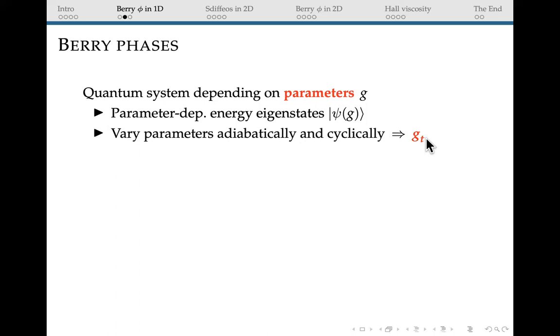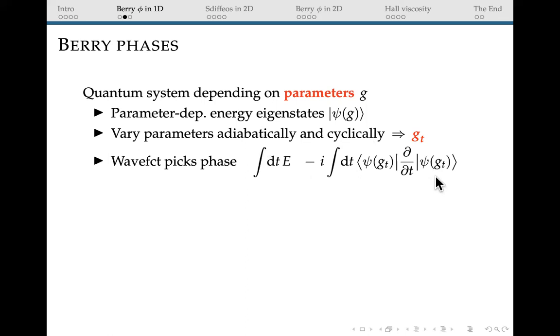In general, you don't know how to do this, but if you assume that you're varying the parameters very, very slowly, then the adiabatic theorem ensures that if you start from an eigenstate of the Hamiltonian, you remain in an eigenstate at all later times. And if furthermore, you perform the variation cyclically so that you start from some point in parameter space and return to that same point eventually, then the final wave function coincides with the initial one up to a phase factor, and the phase factor happens to be the expression written here.